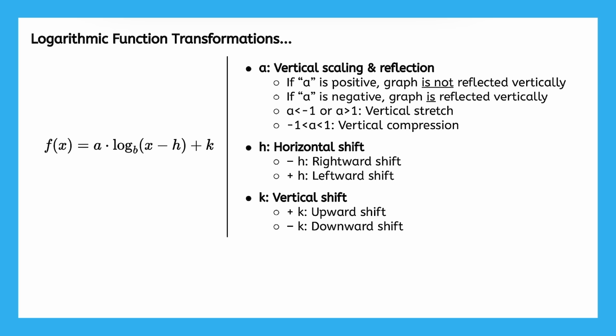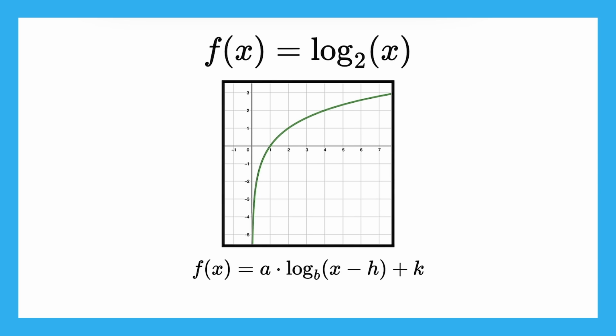So assuming that you have read all of this, I'm going to go back to the graph now and describe each of these transformations to you in my own words. So let's start with this variable a. If a is positive, the graph will not be reflected vertically, but if it's negative, it will be reflected vertically. You should be very used to seeing vertical transformations by this point.